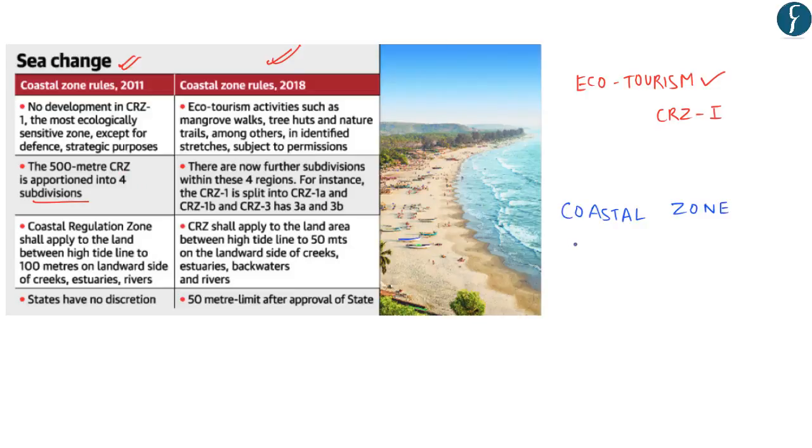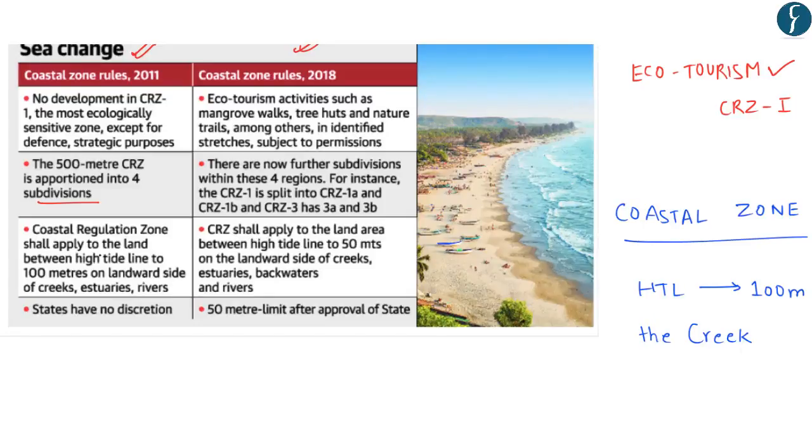Now, the word coastal zone has also been defined as a region from high tide line to 100 meters of the creek along tidal influence bodies such as bays, estuaries, rivers, backwaters, lagoons, ponds, etc., which are connected to the sea. Now, in this case, coastal regulation zone shall apply to the land between high tide line to 100 meters, whereas in the proposed law, this 100 meters has been changed to 50 meters. So, these are some of the changes which have been proposed in the coastal regulation zone. In this particular news, issues related to high tide line, low tide line, spring tide, as well as Shailesh Nayak committee become important with respect to your prelims examination.